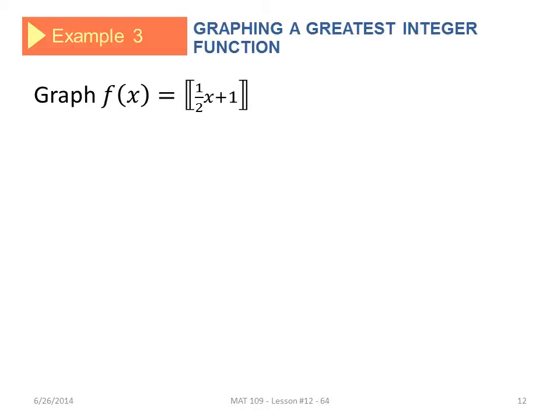Here's a slightly different example to show how this changes as you put different things inside. Let's put 1/2 x plus 1 inside the greatest integer brackets.